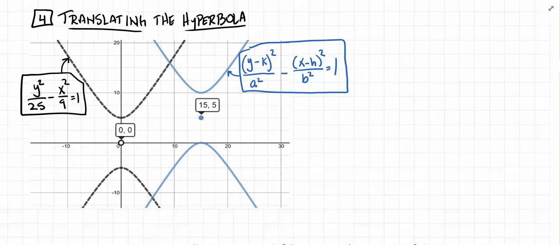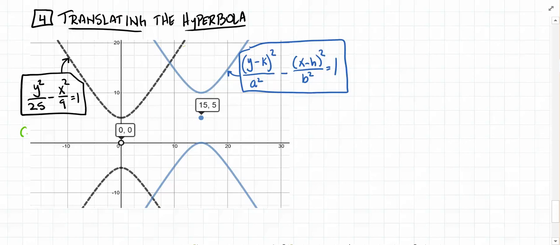Okay, so the other thing that we have to do with the hyperbola, just like with the ellipse, is we need to be able to move it around. So I gave you the equation of the hyperbola at the center of 0, 0 of y squared over 25 minus x squared over 9 equals 1. That would be this equation here.